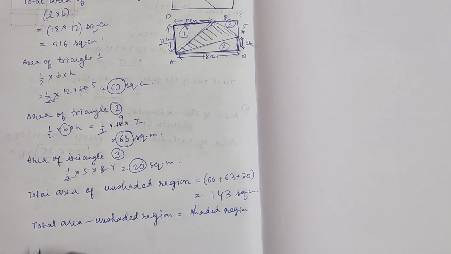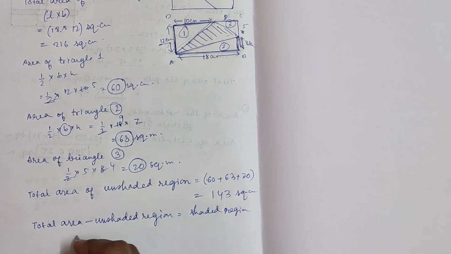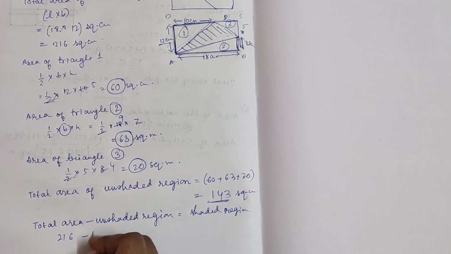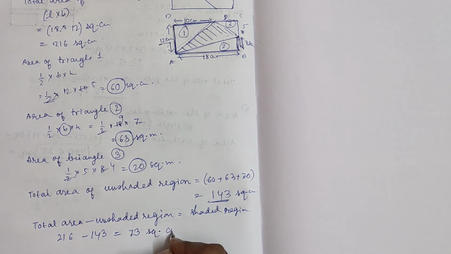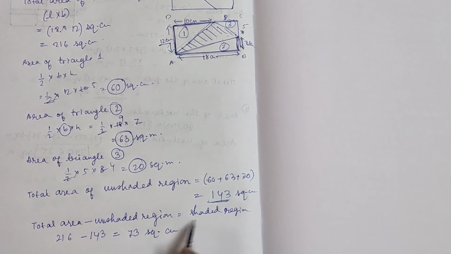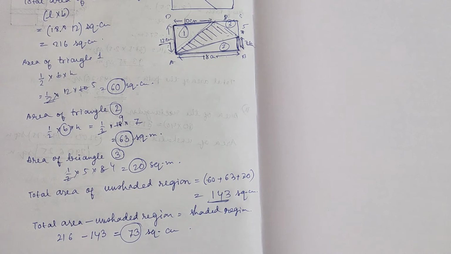So total area is how much we have got? 216. So let's write 216 minus the unshaded region, which is how much? 143. So let's do the subtraction. 73 square centimeter is the answer. What is the area of the shaded region? The area of the shaded region is 73 square centimeter. Number 11 also we have completed.